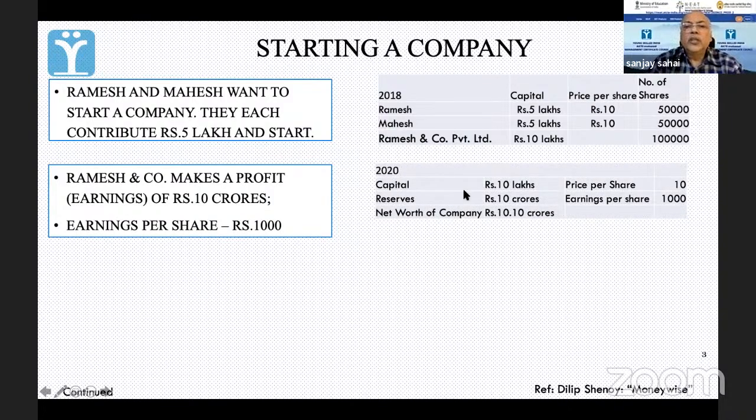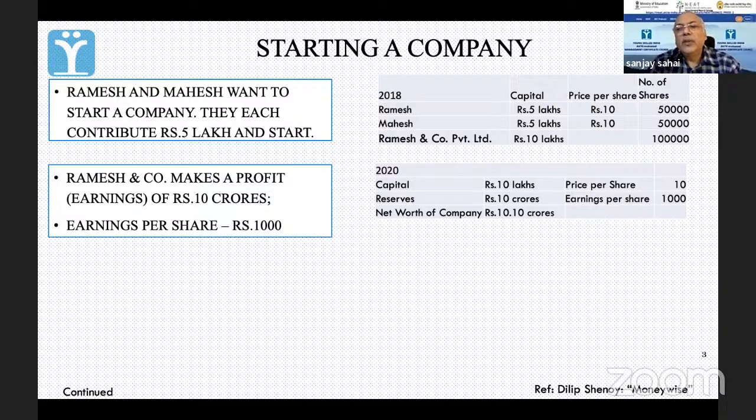So this is the year 2020 now. Capital 10 lakhs. Price per share was 10. You made a profit of 10 crores. So that will come into your reserves. So earning per share is basically now 1,000.